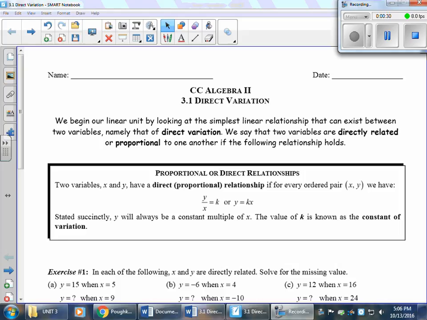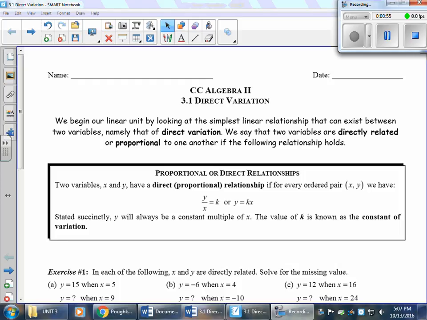So taking a look inside the box here, and again, this is what you really should be writing down and taking notes, because this is what I will be checking for to make sure you watch the video. So two variables, we'll call them x and y in this example, have a direct or proportional relationship if for every ordered pair xy, we have y over x equals k, or if you simply cross multiply, y equals kx.